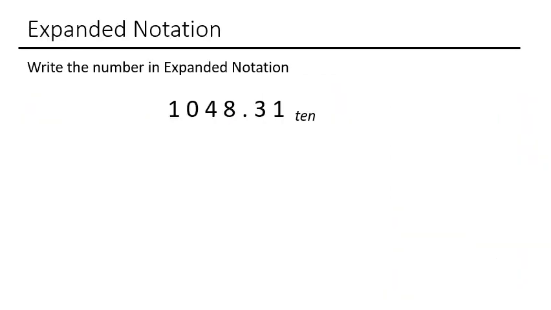The next set of problems are going to ask for you to write the number in expanded notation. So in order to do that, I decided we would start with an example in base 10. So we're going to look at this 1048.31 in base 10, and we're going to write it in expanded notation. The first thing we're going to have to do is label all of our place values. Now, the most important thing that you have to do is label the first number correctly, and that is going to be to start with this first number to the left, which has to be labeled with a 0.